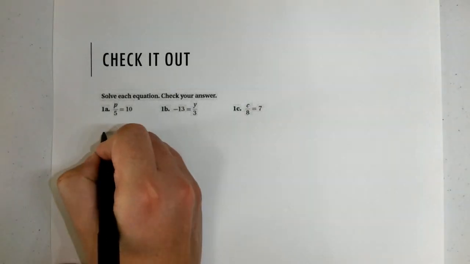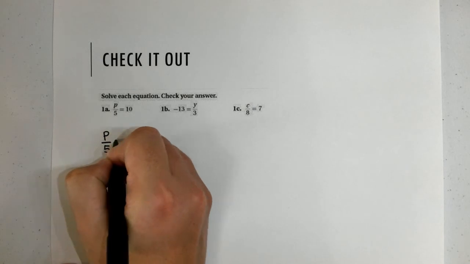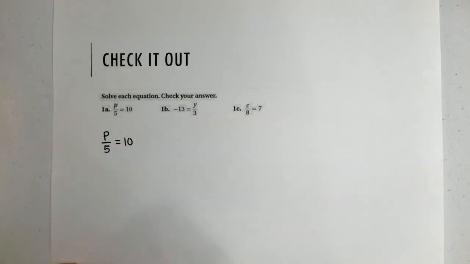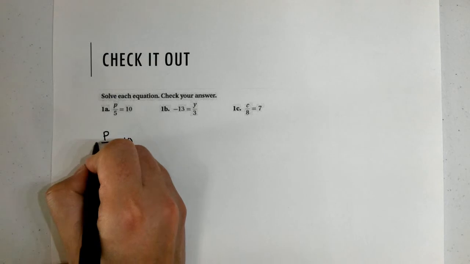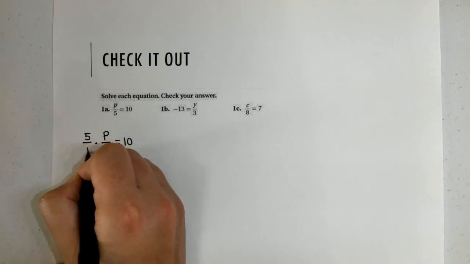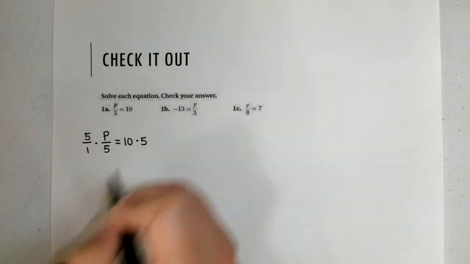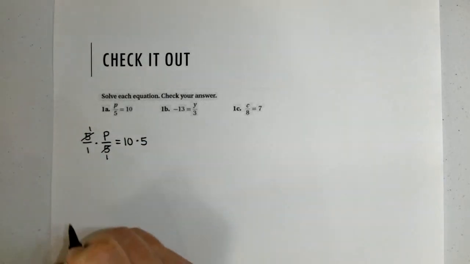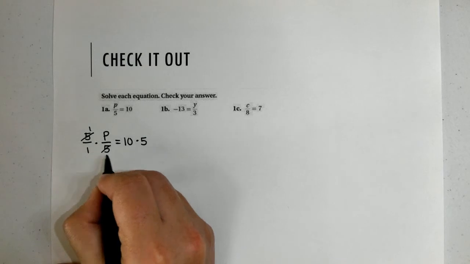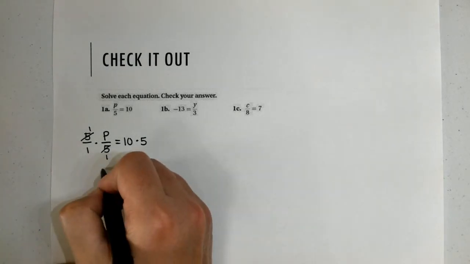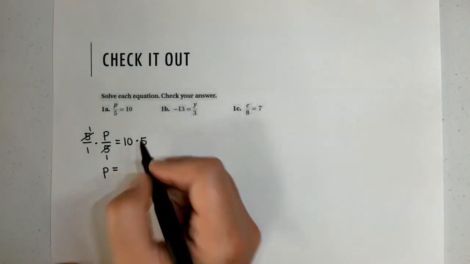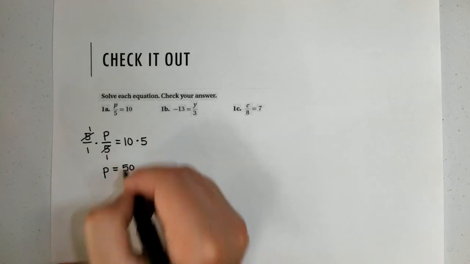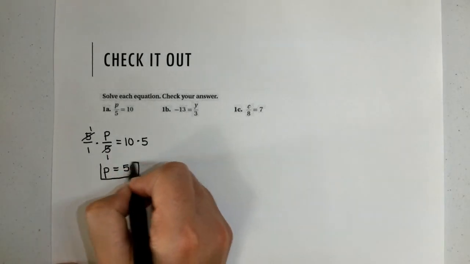So for A, we have p over 5 equals 10, or p divided by 5 equals 10. I'm going to multiply both sides by 5 to isolate p, or get p by itself. 5 divided by 5 is 1. 1 times p is p. 1 times 1 is 1. P over 1 equals p. And then 10 times 5 gives me 50. So for A, p equals 50.